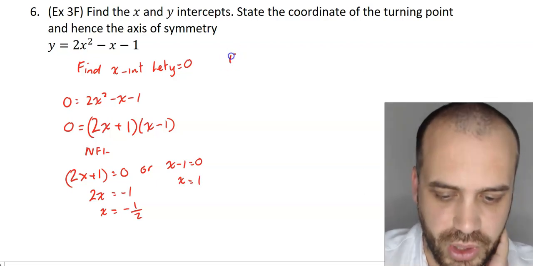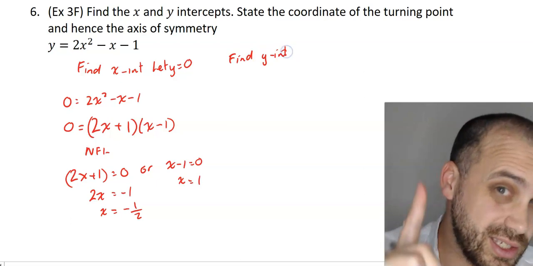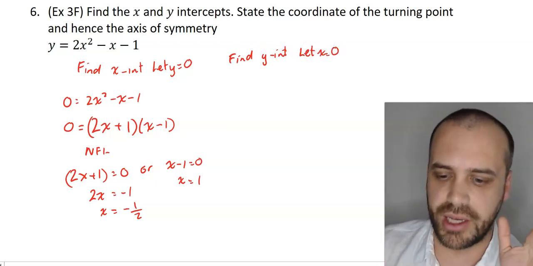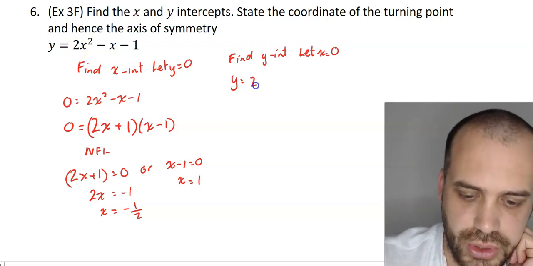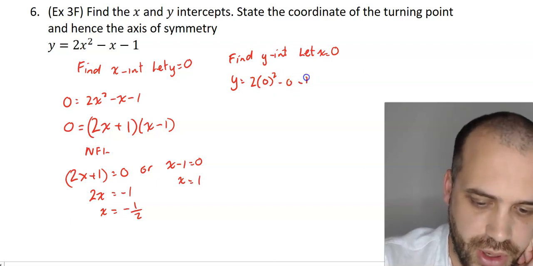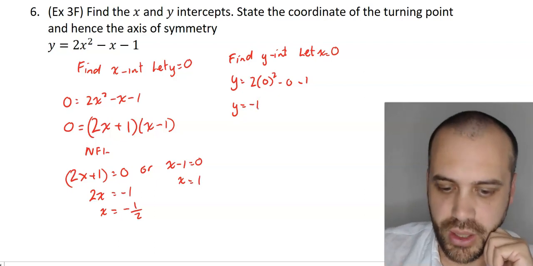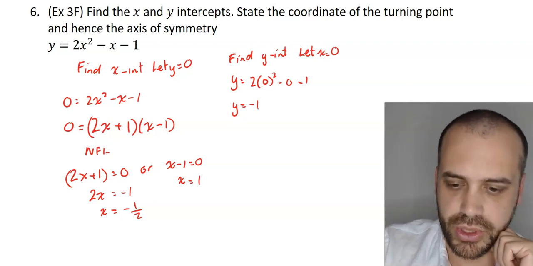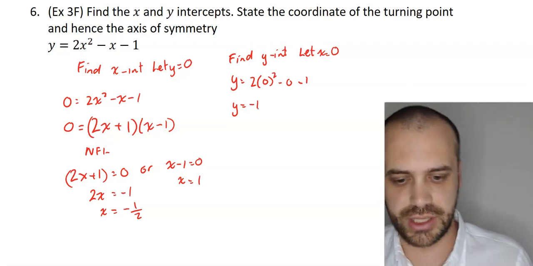If I want to find my y-intercept, I can let x equal 0, which is far, far easier. So y equals 2 times 0 squared minus 0 minus 1, y equals negative 1. Y-intercept right there. State the coordinates of the turning point and hence the axis of symmetry.